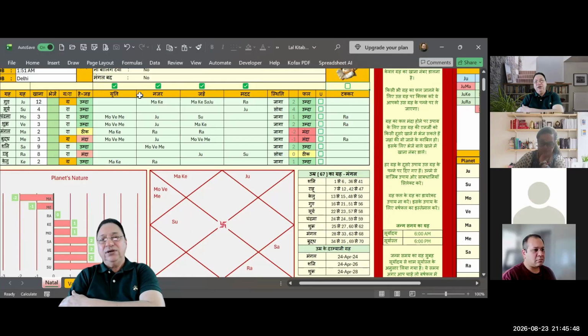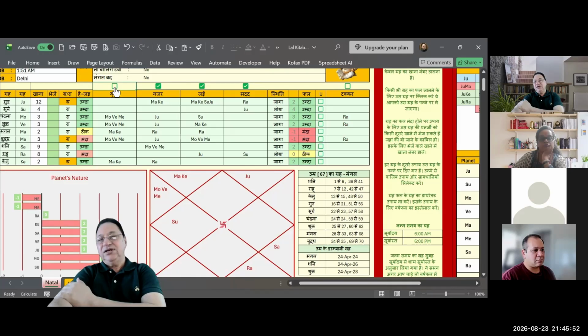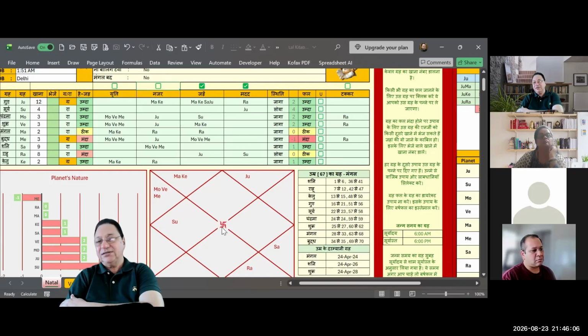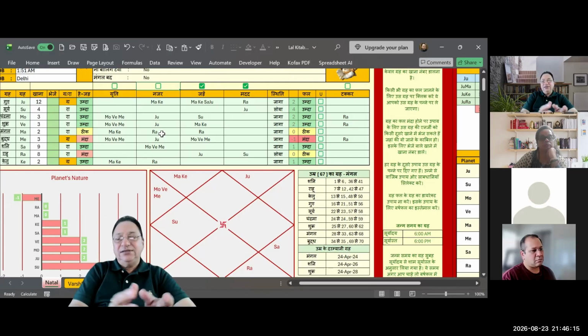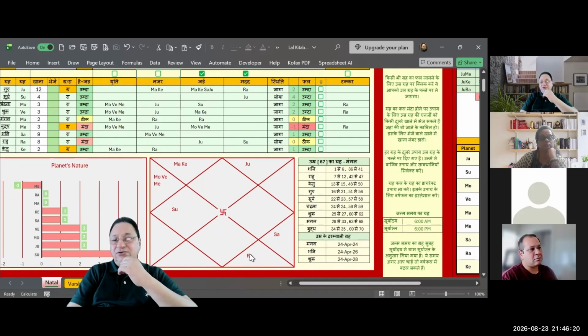If I remove Yuti combinations, will it change? Yes. You see their potencies are changing and this chart is changing. If I remove Drishti aspects, even Mars has become all right. That is, Mars is becoming bad because of the bad aspects. And which bad aspects? Mars is becoming bad because of the aspect of Rahu. So you will see most of the planets here are becoming bad because of Rahu, because Rahu is sitting in the 8th house.